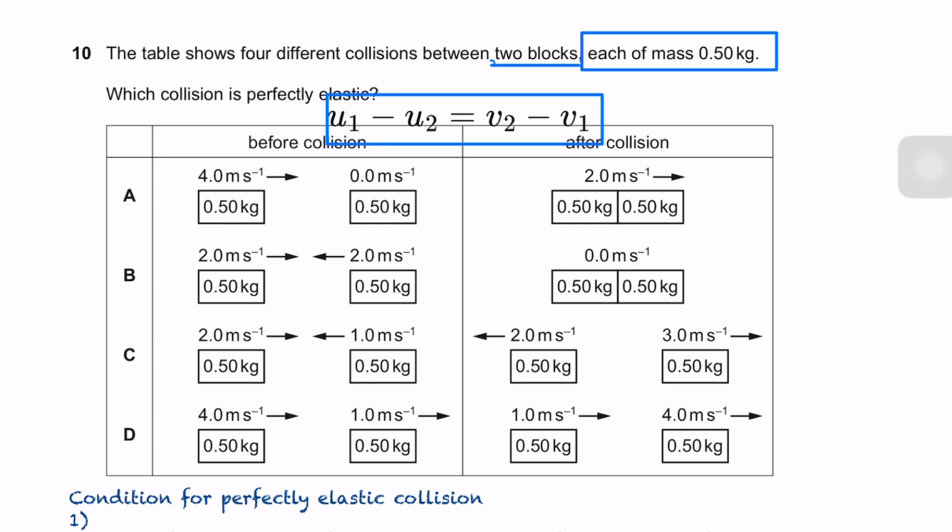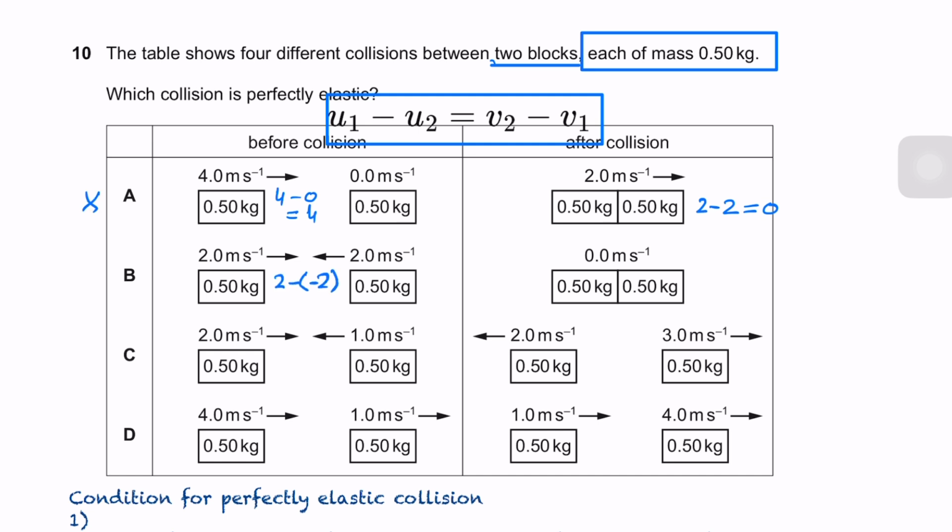u1 is 4 in option A, u2 is 0. So you'd write 4 minus 0. In option B, as you can see, both masses stick together, so they travel with same speed. You would write v2 minus v1 as 2 minus 2. That is equal to 0. So option A represents inelastic collision.